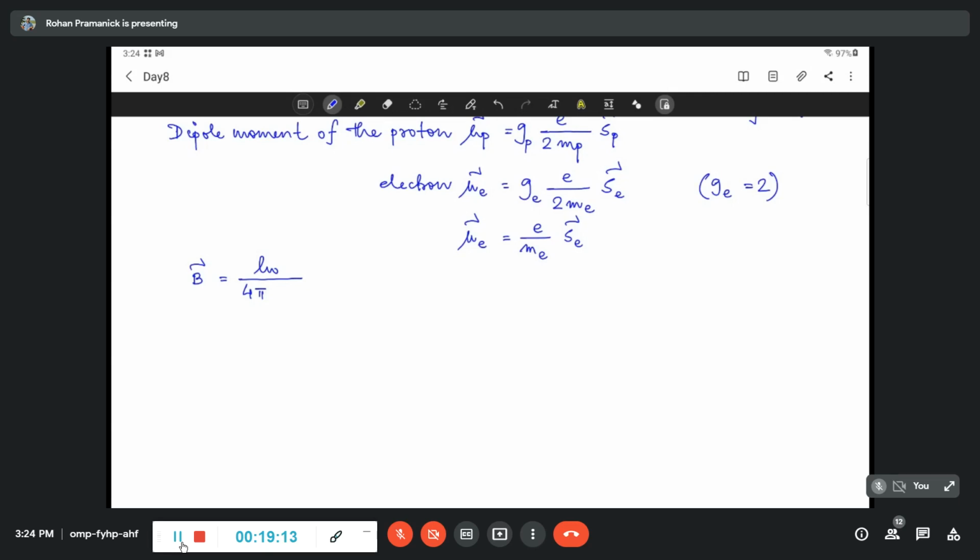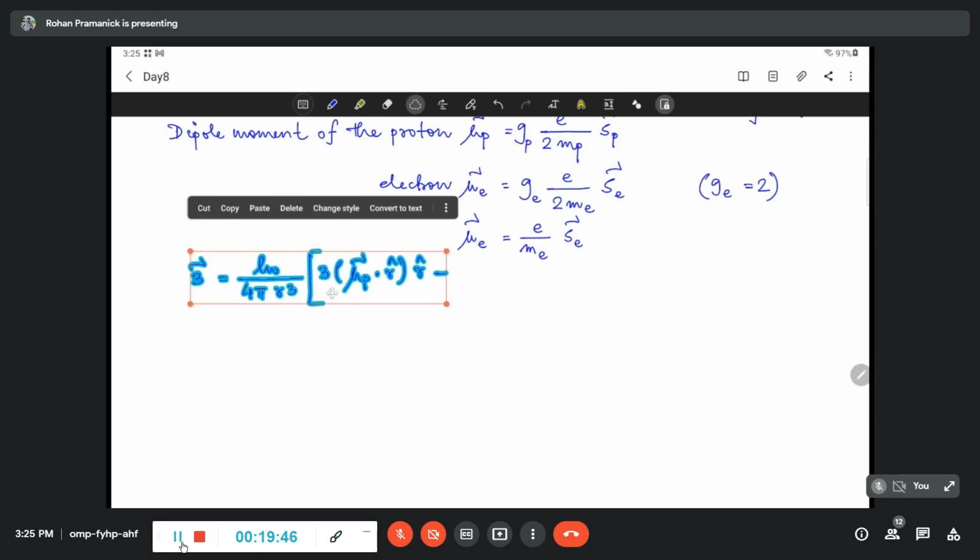So don't you have any kind of factor as m dot r cap by r cube times r cap? Okay, so let me write it down for you, and then probably you can remember this. Mu by 4 pi r cube, 3 times mu p. This is for the electron proton. It is projection on r, and there is this r minus. Okay, so just write it a little bit down.